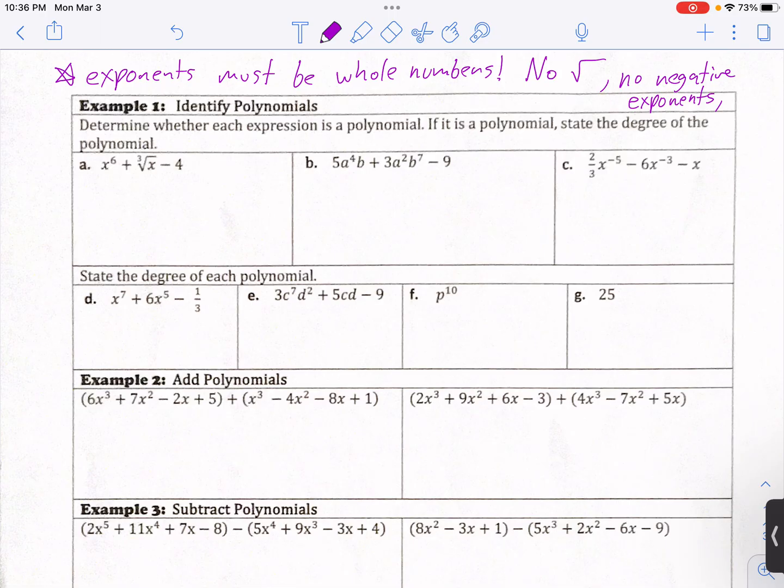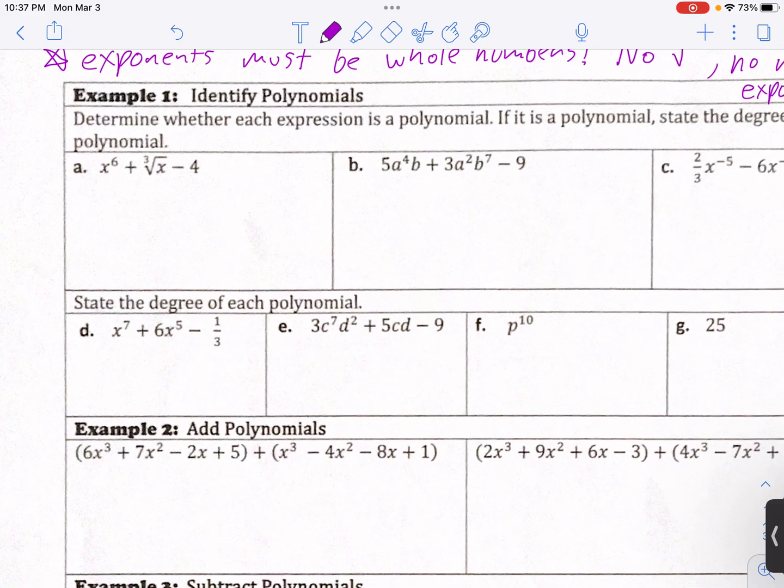So, no square roots, no negatives, no fractions or decimals. We don't have space on that, but just write that down. Let's see, no decimals, no fractions. Okay, so again, for a polynomial, just remember your exponents have to be nice, whole, positive numbers. So let's look at A.